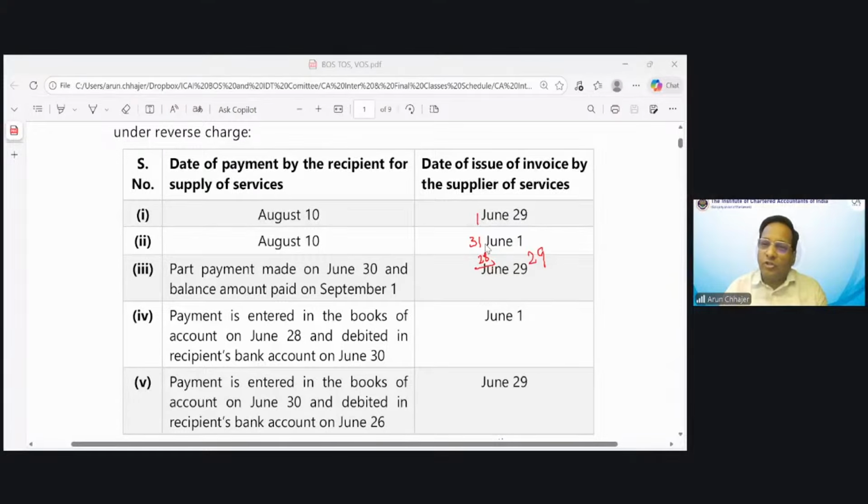So answer 2 would also be, question number 2 का आंसर क्या होगा? 1 अगस्त. Fine. Question number 3.